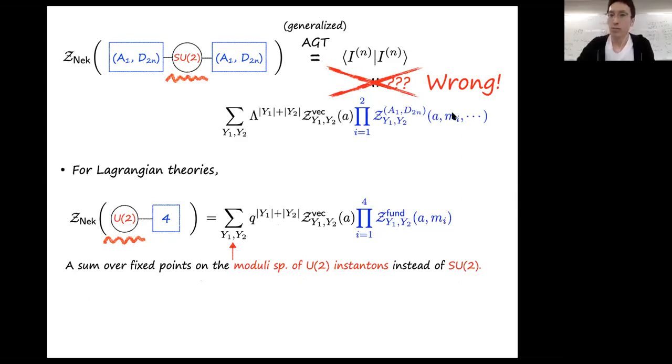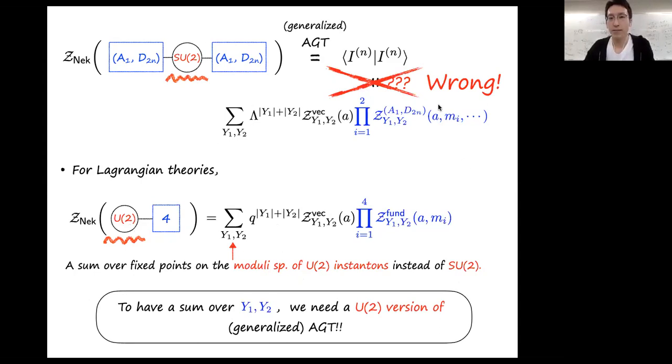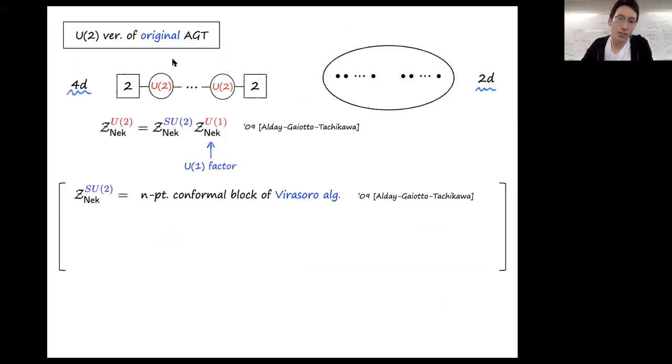In other words, in order to have this kind of decomposition in terms of pairs of Young diagrams, we need a U2 version of the generalized AGT. We need a generalized AGT for the U2 gauge theory here. We want to replace this gauge group by U2. So the question is, what's the U2 version of the generalized AGT? And unfortunately, it was not studied in the literature. But the U2 version of the original AGT was studied.